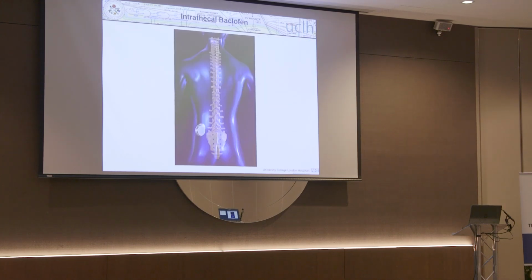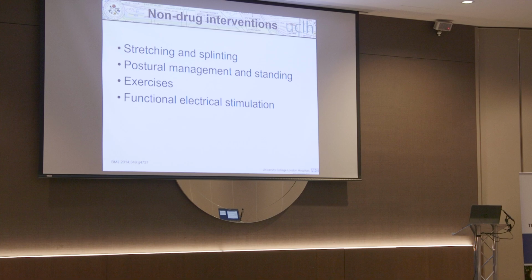And then finally, that's baclofen being given by injection directly into the muscle. You can also give baclofen by a pump. So this is baclofen being given by a pump into the spinal cord. That's a specialist treatment. It's experimental to some extent, but has been quite useful. And then there are non-drug interventions, stretching and splinting, exercise, and exercise we think is very important to keep going, and then functional electrical stimulation.